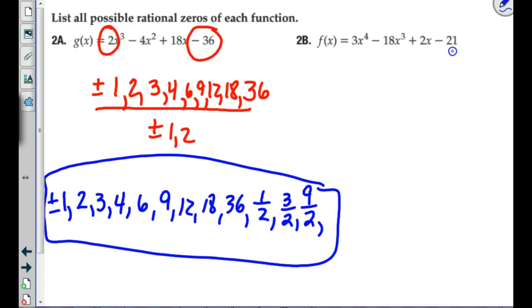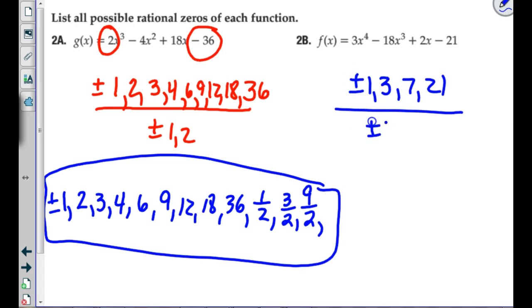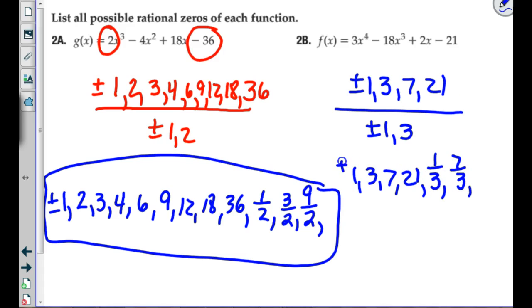Okay, help me with this one. What are the factors of 21? Much shorter list. 1, 3, 7, and 21. What are the factors of the denominator? If I put all of those over 1 would just be the same, but what if I put them all over 3? I get 1 over 3, 3 over 3 is 1, already on my list. 7 over 3, 21 over 3 is 7, already on my list.